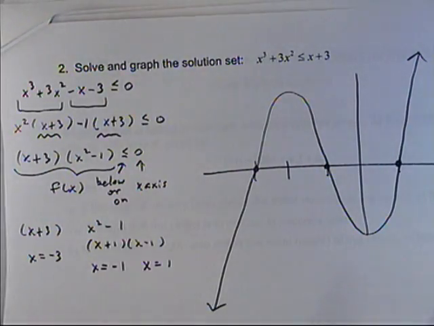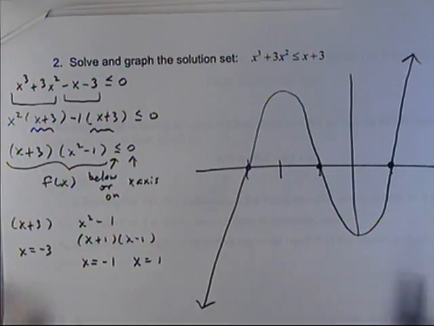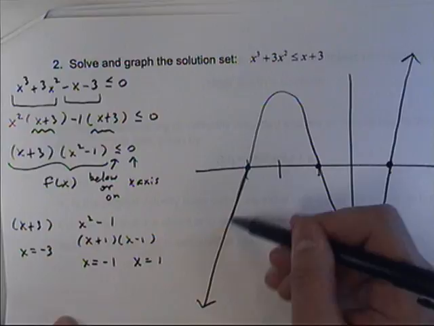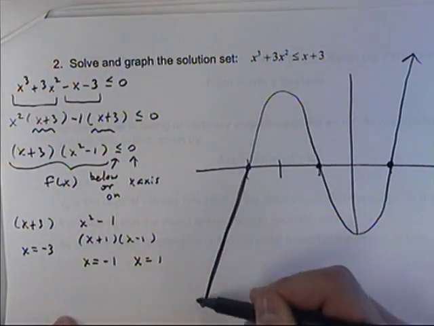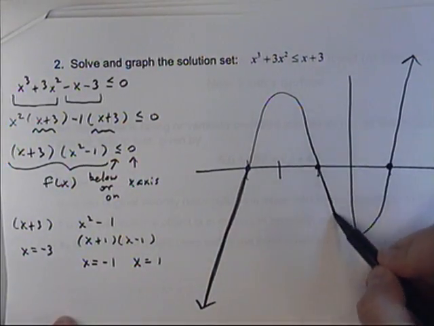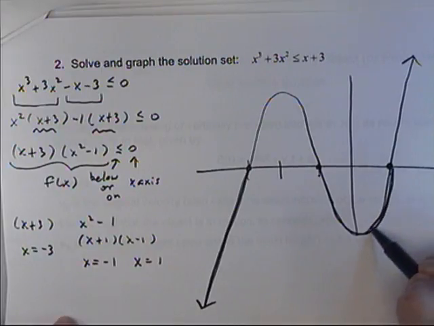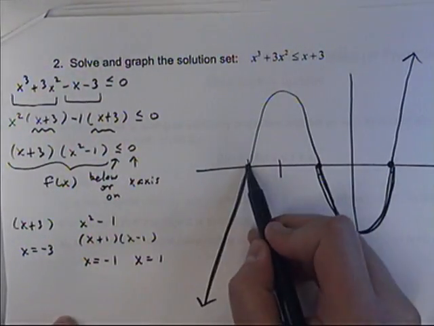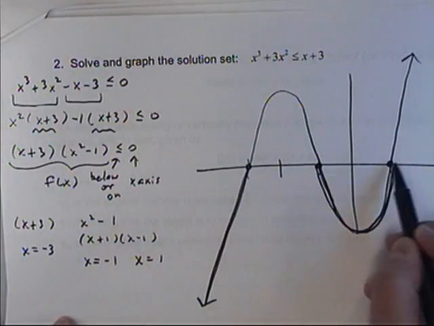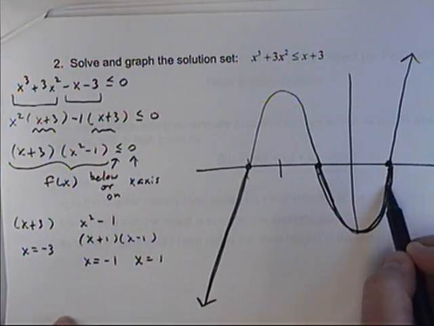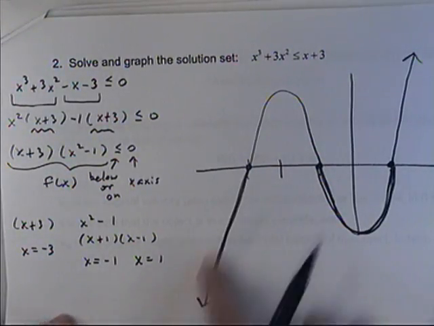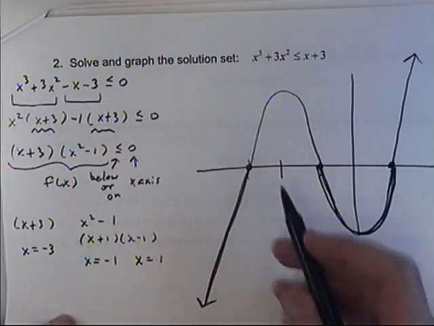So back to the question, now that we've made our graph, where is this graph below or on the x-axis? Well, I've got one section here that's below the x-axis and a section here that's below the x-axis. So the sections would be, oh, and this is also equal to, so I'm going to include these points right here at the end. Example 1 I didn't. So I've got from this section here goes from negative infinity to negative 3.